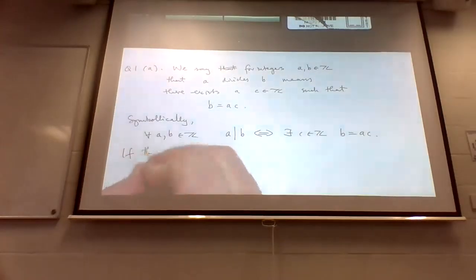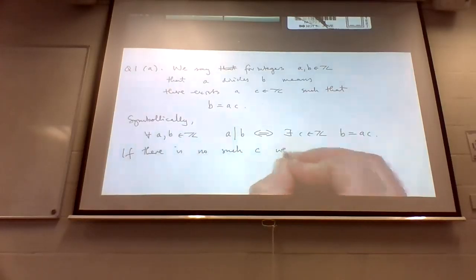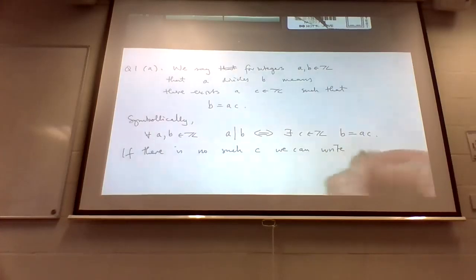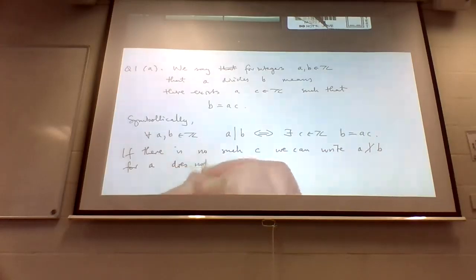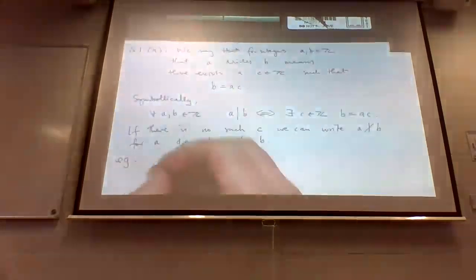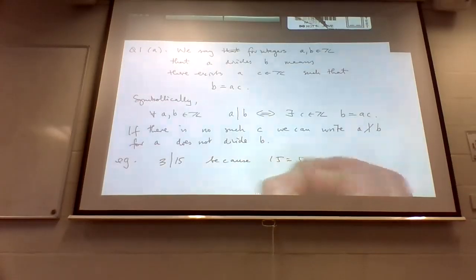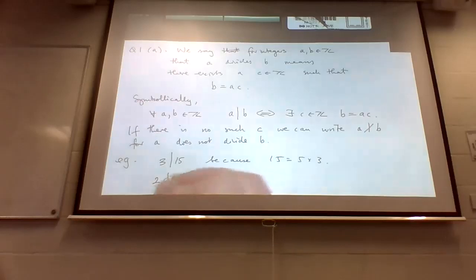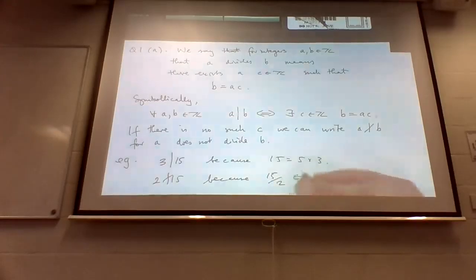If there is no such C, we can write A does not divide B. Some examples: 3 divides 15 because 15 is equal to 5 times 3, and 2 does not divide 15 because there can't be such a C; C would have to be equal to 15 over 2, and that's not an integer.